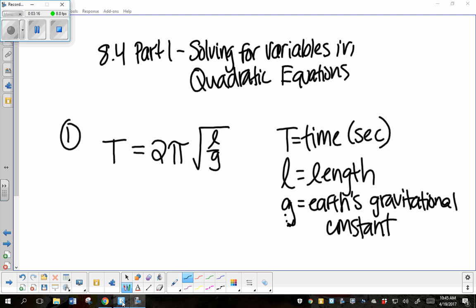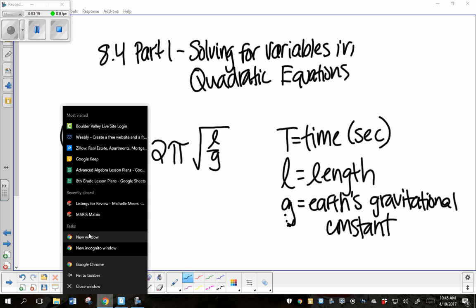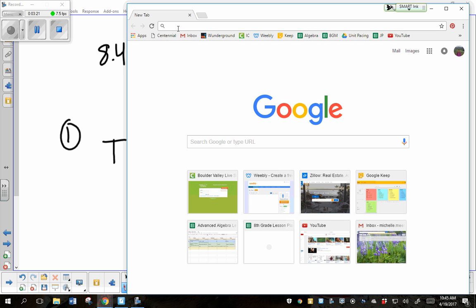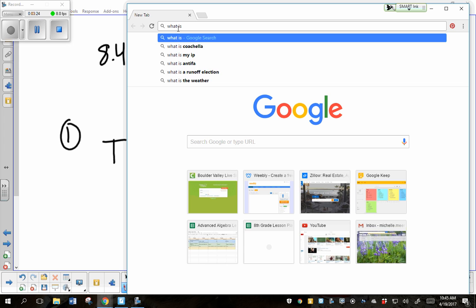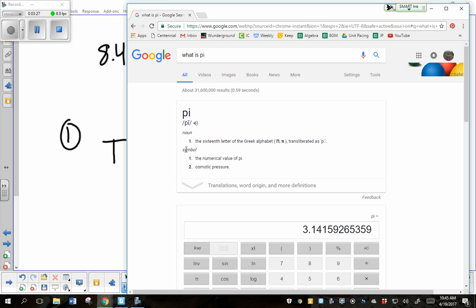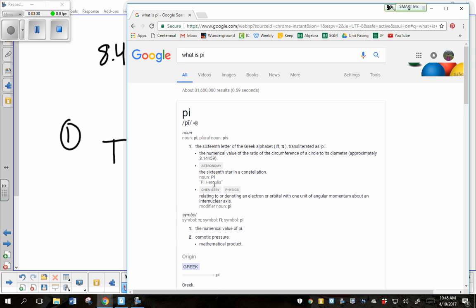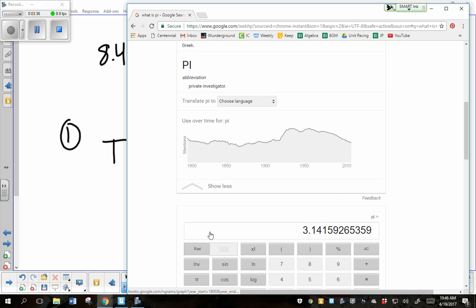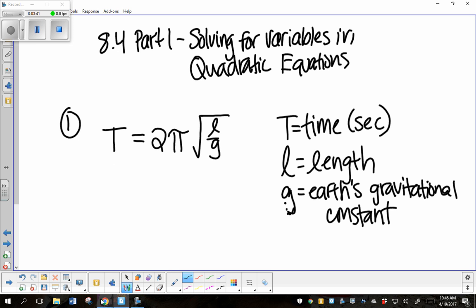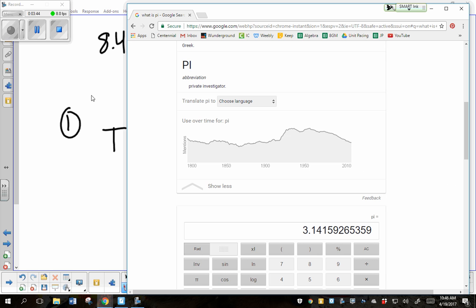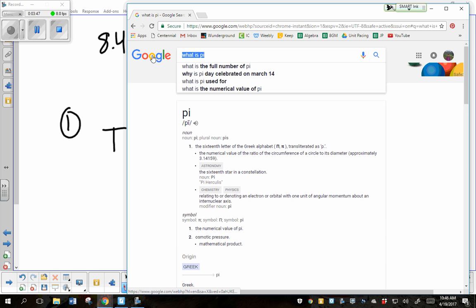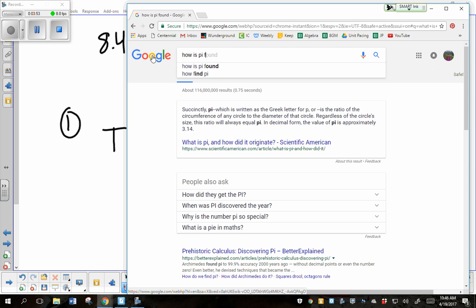But since pi, this is hard to do. Let's type this in. What is pi? Pi is, that's not what we wanted to know. Oh, shoot. Where do you see that? Oh, yeah. The ratio.